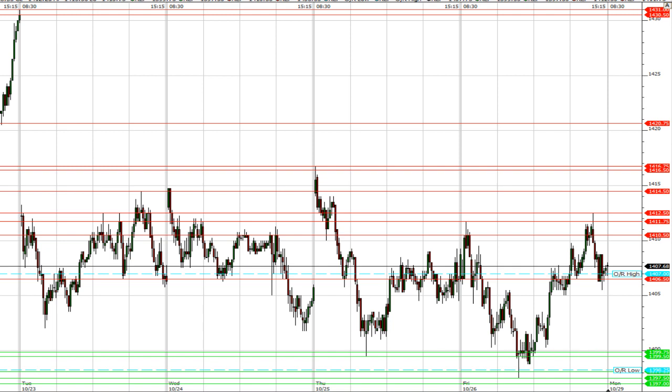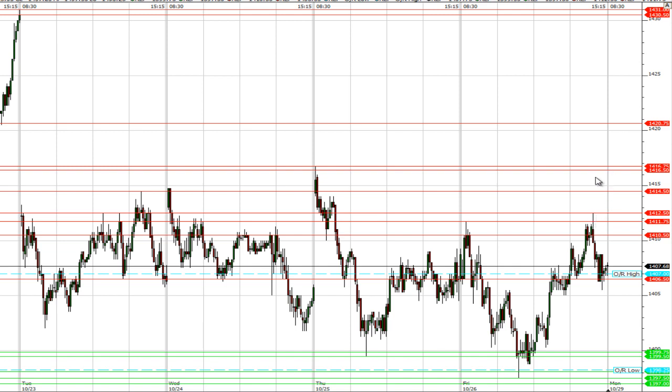Here, if we break down, the bears would be in control. If we try to break down and get rejected, the bulls will be in control. They'll take us to the next level. If we try to break out, the buyers, the bulls are in control, and they'll probably take us through and potentially have a major trend.